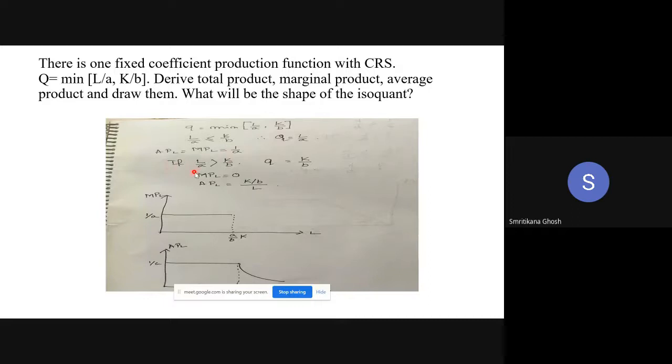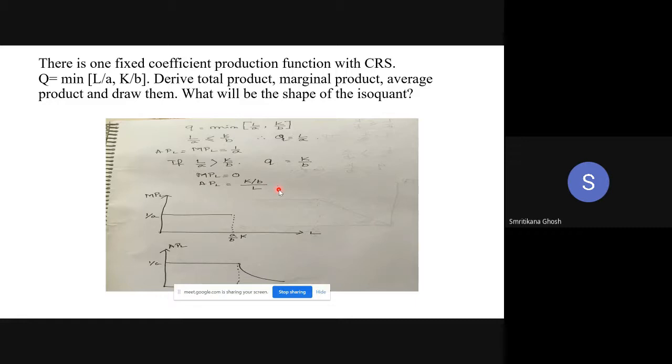Now, just the opposite, if L by A is greater than K by B. Here there is no equal to, because that equal to is already included above. So if L by A is greater than K by B, then Q is equal to K by B. In that case, MPL will be 0 because there is no L. But APL is there: Q by L gives K by B divided by L, that is K divided by B into L. So you have one APL here.